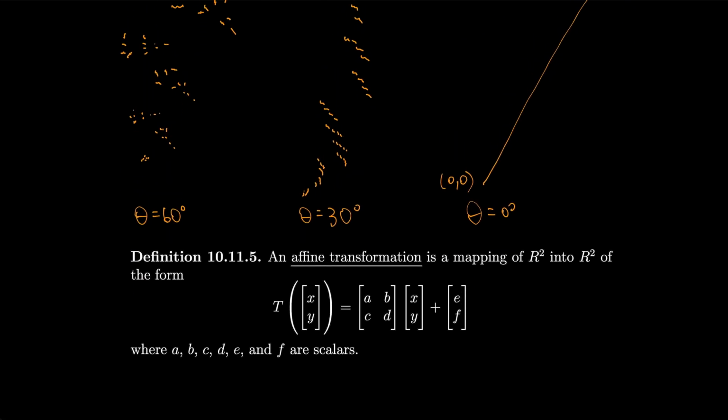An affine transformation is a mapping of R2 into R2 of the form T(x, y) equals [[A, B], [C, D]] times (x, y) plus (E, F), where A, B, C, D, E, F are scalars. So now we have a name for this sort of thing.